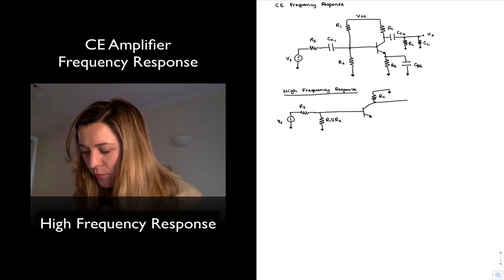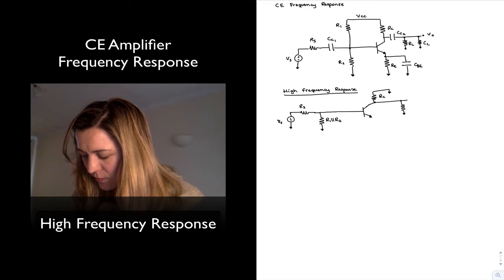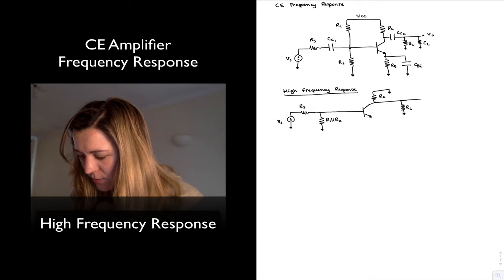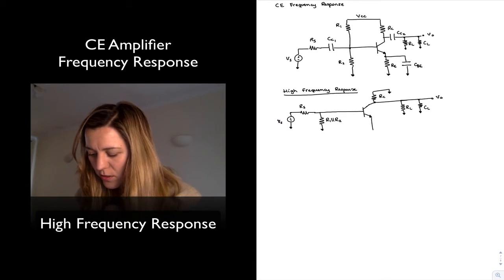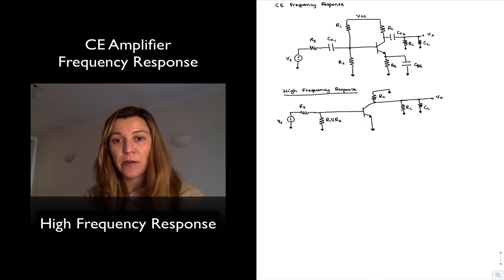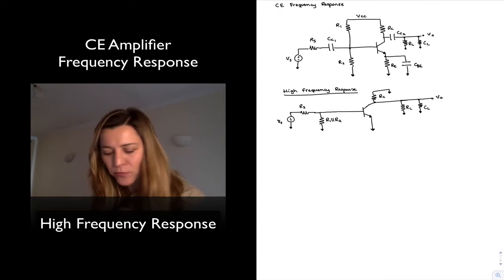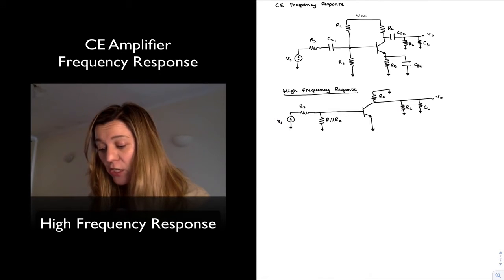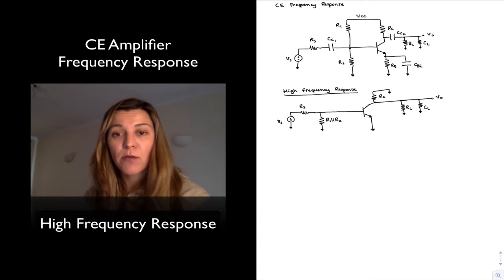I'm shorting through the coupling capacitor. This is RL. This is CL. That's V out. And then in case of my emitter, I am shorting through CBE, and so it's just a direct short to ground.